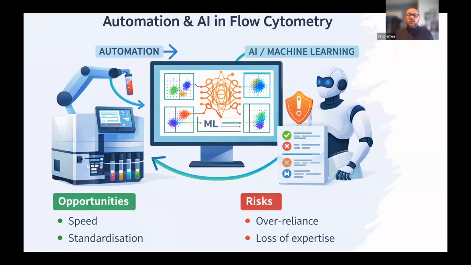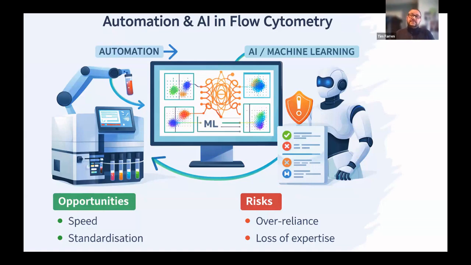So as flow cytometry becomes more complex, we're increasingly seeing the introduction of automation and AI into our workflows. And this includes things such as automated gating tools, which can rapidly identify cell populations, as well as machine learning approaches that analyze high-dimensional data and detect patterns that may not be immediately obvious to the human eye. And there are already software packages out there doing this for flow cytometry. Now, we know that automation may improve speed, which certainly can be beneficial, but more importantly, it will support standardization. It will help reduce intra-operator variability and make results more reproducible across laboratories.